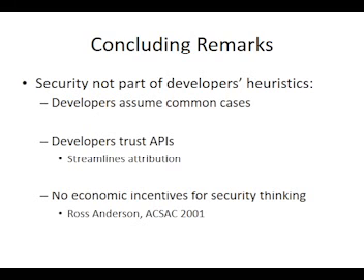Security is: developers assume the common case. Again, I think that resonates with the cognitive effort. Developers trust APIs, and I think this is my hypothesis, it streamlines attribution, right? If something goes wrong, it's a Python SSL problem. It's not that I'm a bad developer, right? And again, as I already mentioned, there are no economic incentives for security. For the developer, for the company, the developer thinks, why should I spend time and energy thinking about what else, several things that could happen.